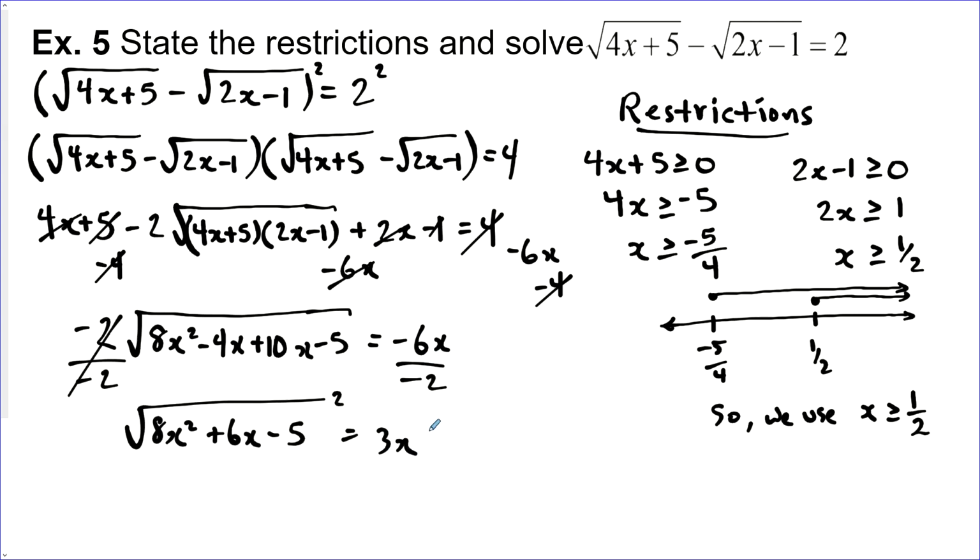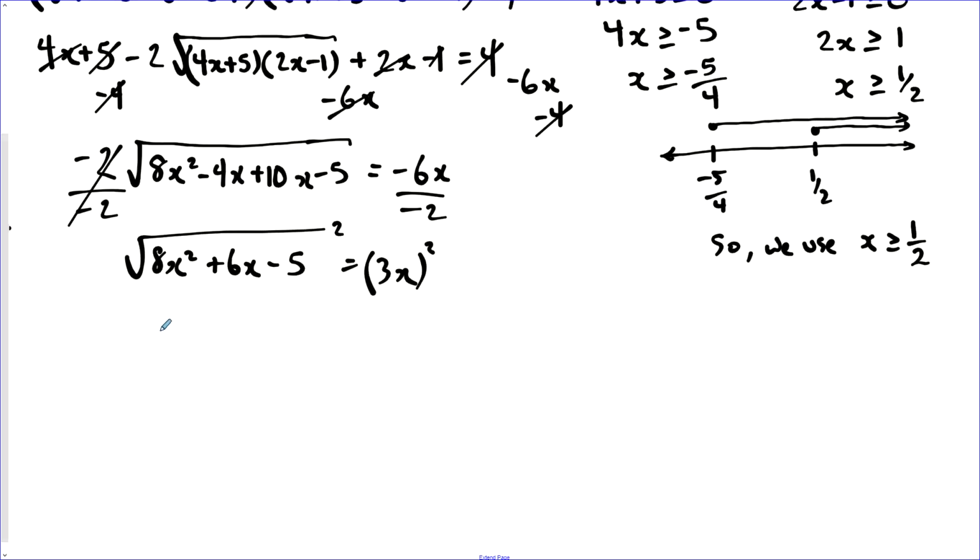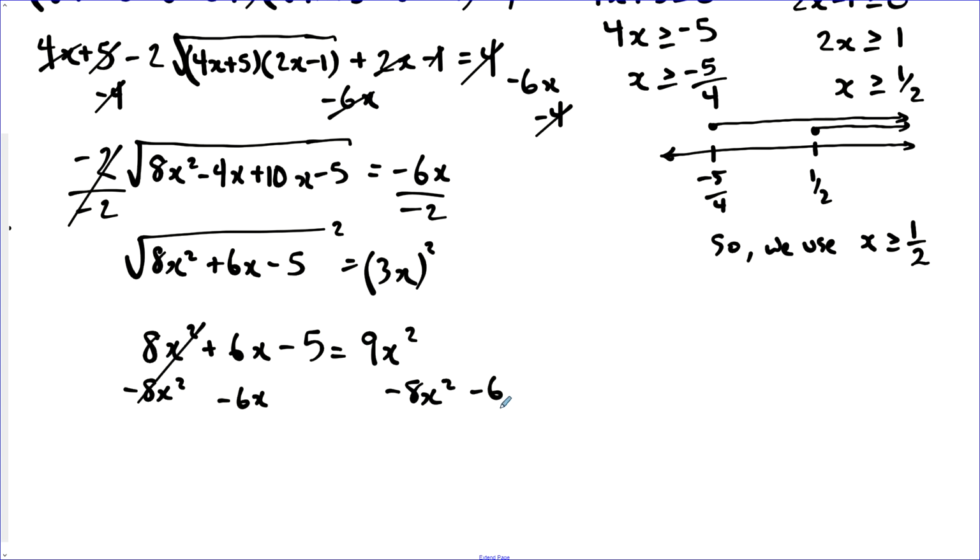Now I can square both sides. Make sure to put brackets around that, or you're only squaring the x. That wouldn't be right. On this side, the square root and the square cancel, so we're left with 8x squared plus 6x minus 5, and this would be 9x squared. I'm going to throw everything on this side, so minus 8x squared, minus 8x squared. That way I'm going to have a positive leading coefficient. Minus 6x, minus 6x, plus 5, plus 5.